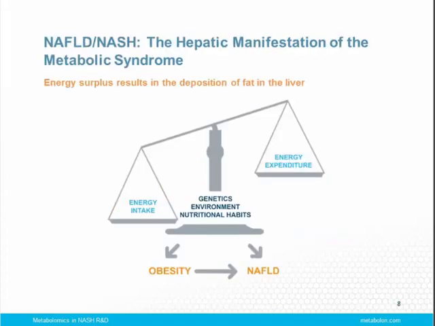And I don't have to tell this audience, but just to kind of reset, NAFLD and NASH is really the hepatic manifestation of the metabolic syndrome and results when there's an imbalance between energy expenditure and energy intake. And this energy surplus results in the deposition of fat in the liver. And in fact, it's estimated that approximately 60 to 80% of the obese population does indeed have fatty liver disease.